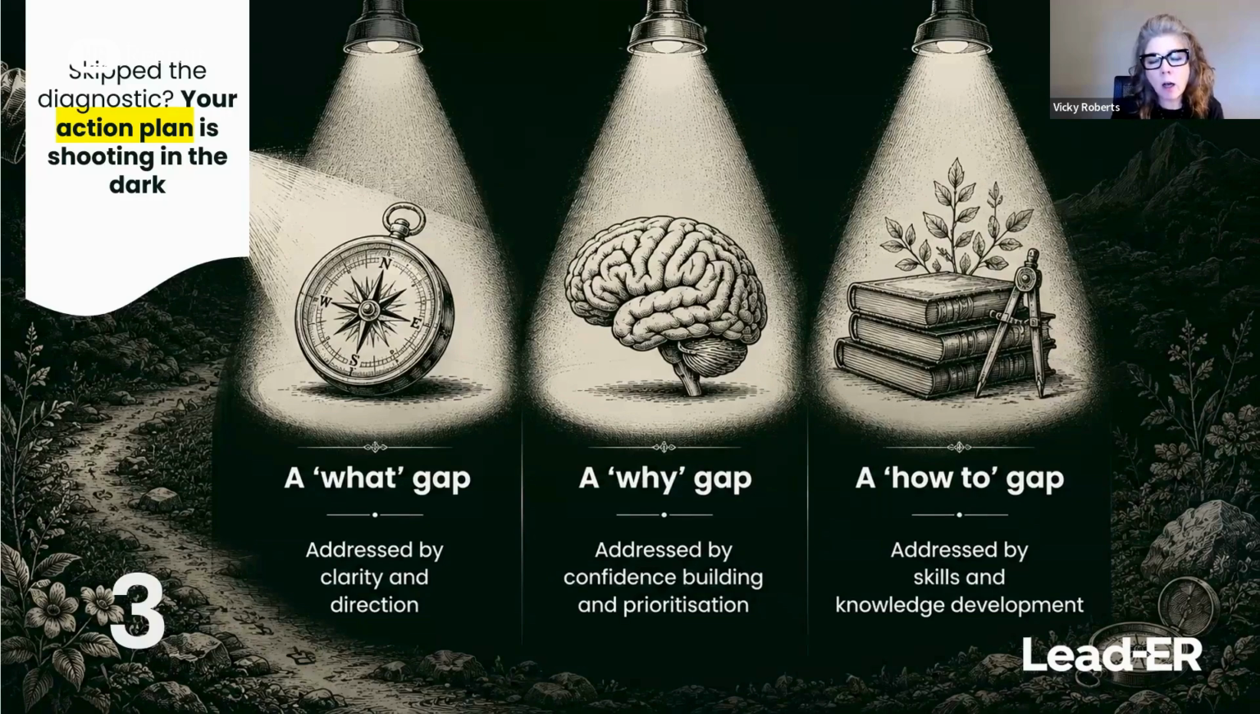The why gaps are where somebody is lacking in confidence or not prioritising something. So this is not a training issue necessarily. This is about building confidence and overcoming these things that we all hate doing in our roles, making sure that they've got the right level of priority. And how-to gaps are the ones that are developed by skills and knowledge. What this stops is an automatic reaching to, we'll stick them on a training course. If we haven't identified what's going on, then it can mean that we're shooting off in lots of different directions in terms of an action plan or a PIP.